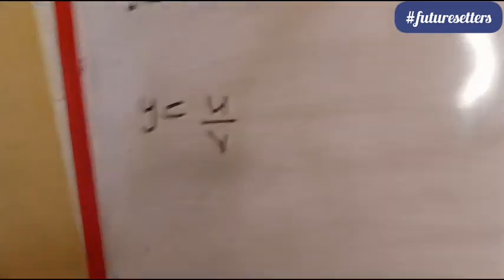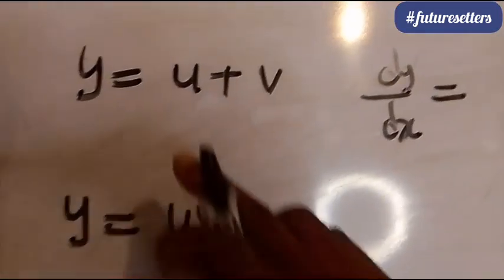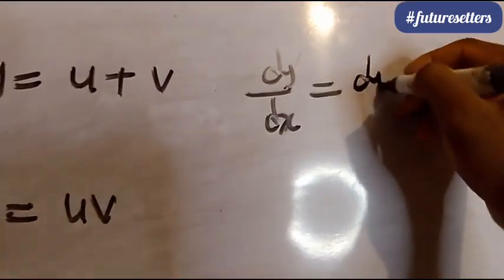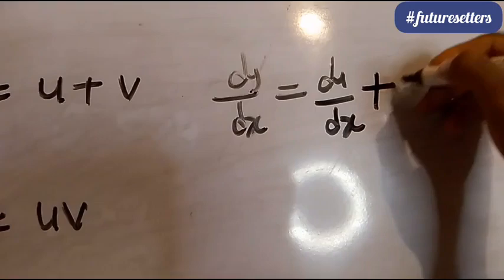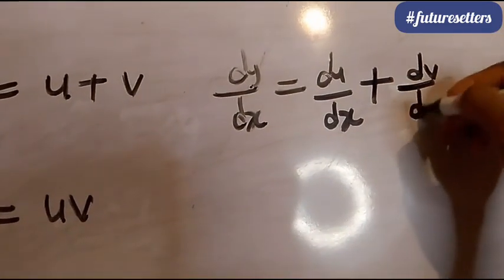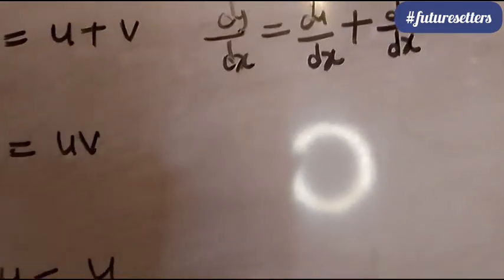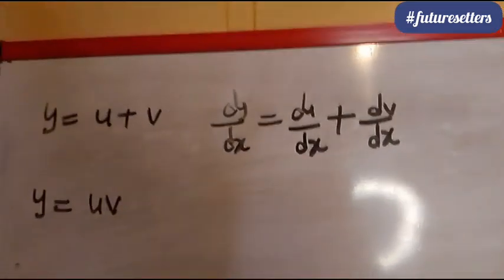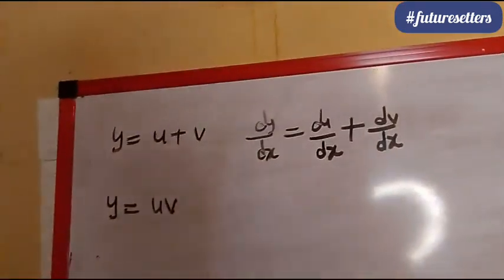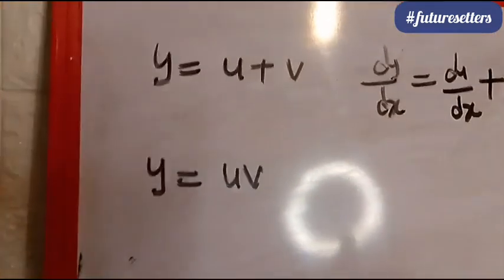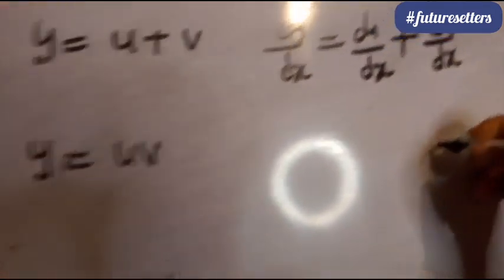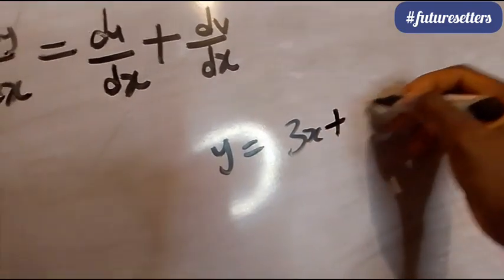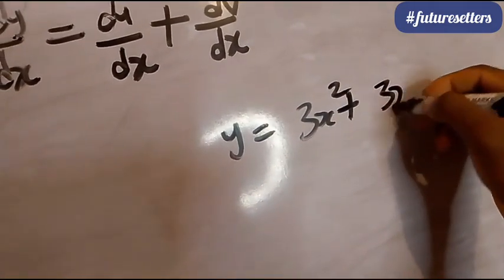So we take it step by step in the easiest way possible. Start from the first one. If you have this situation, y equal to u plus v, you just differentiate u, so you have du dx plus dv dx. So you differentiate what you have, then you differentiate the other aspects. So let's say, for example, you have a situation like this: y equal to 3x squared plus 3x.